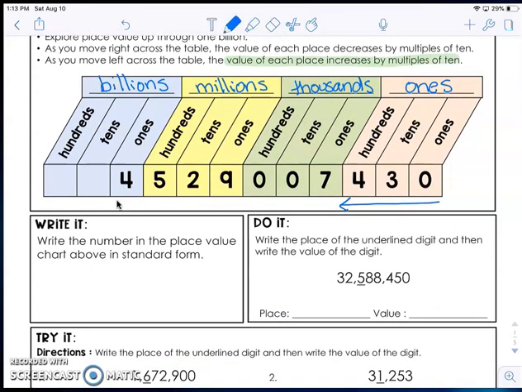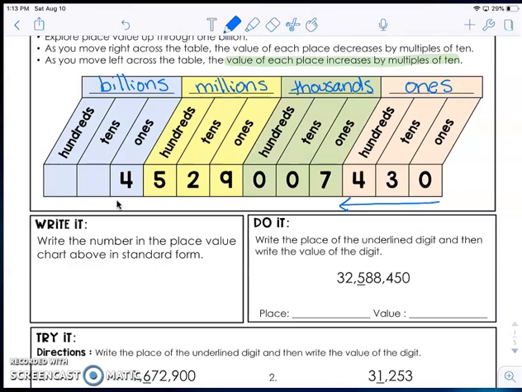So let me go back to my pen. It says, write the number in the place value chart above in standard form. When we're looking at standard form, that means that we're really just writing that number. Let's go ahead and practice that.